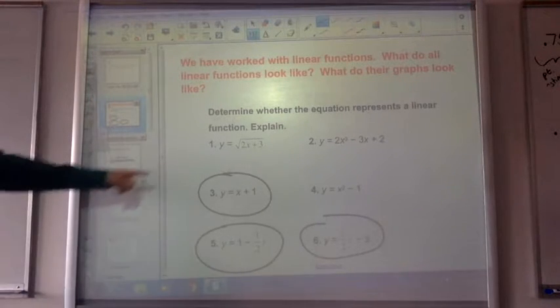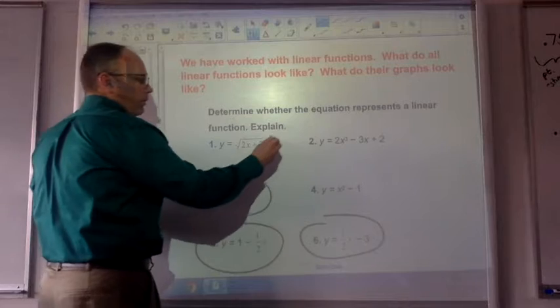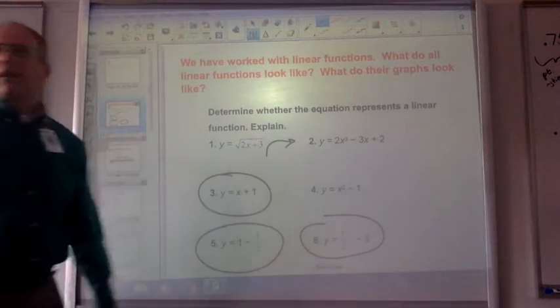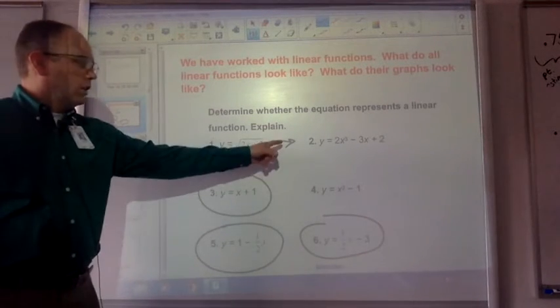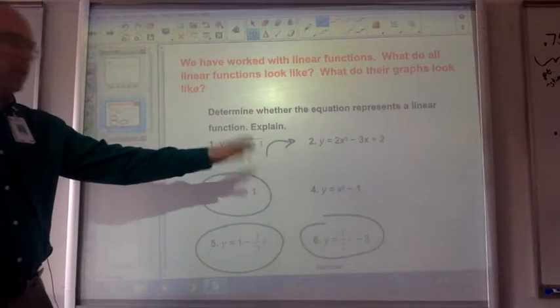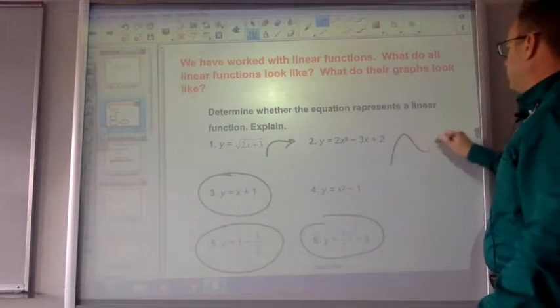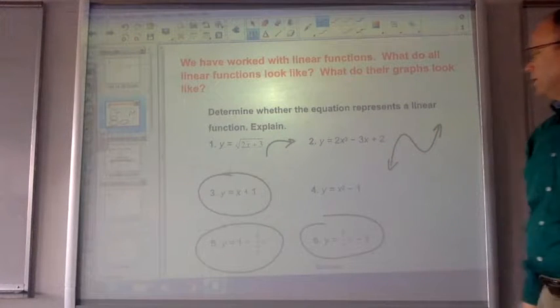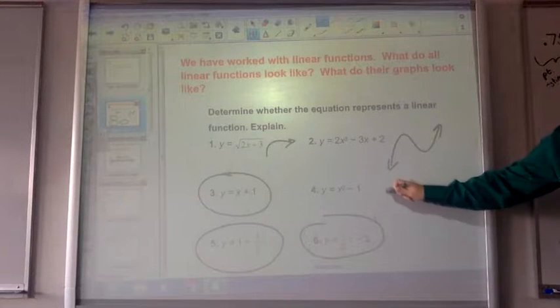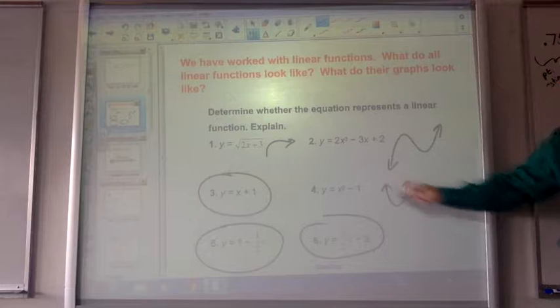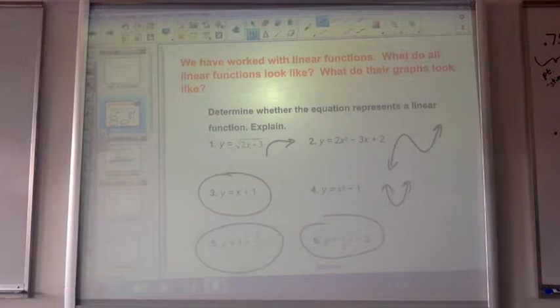This is a square root function, so this kind of graph looks like this. That doesn't look like a straight line. Notice I only have an arrow at one end, so it starts someplace and keeps going. This one is a third degree polynomial, so it looks like this. And then this is a parabola, so it looks like this. So those are definitely not linear functions. No, they're not straight lines. Okay?